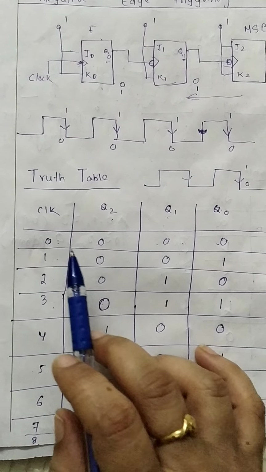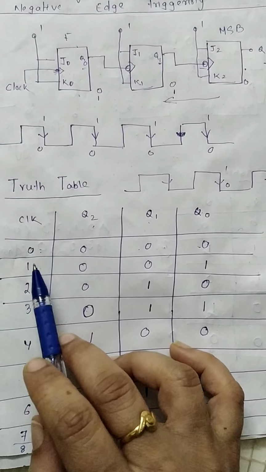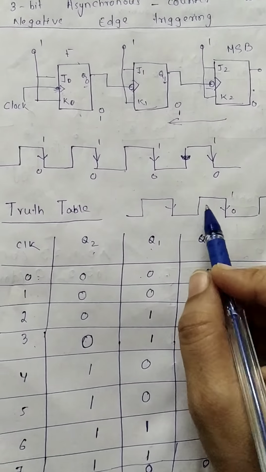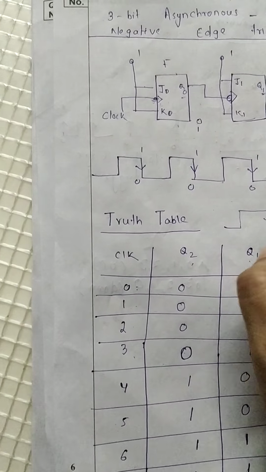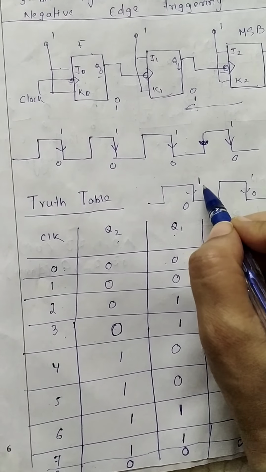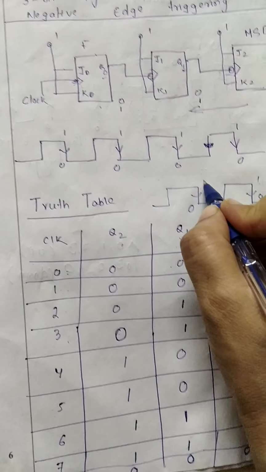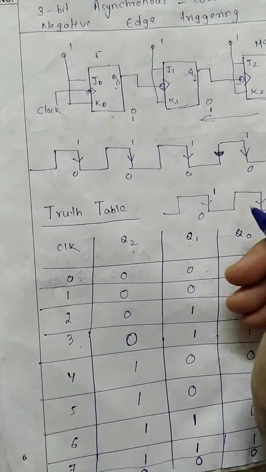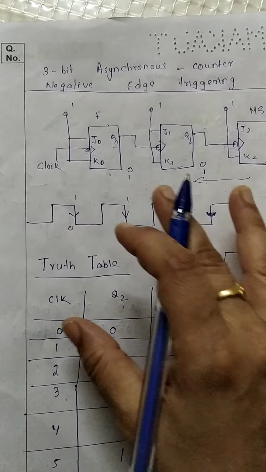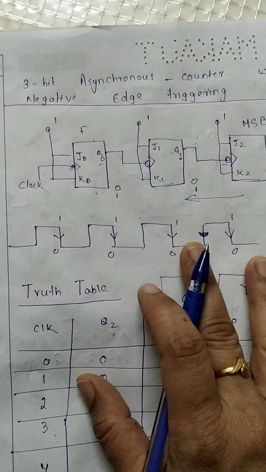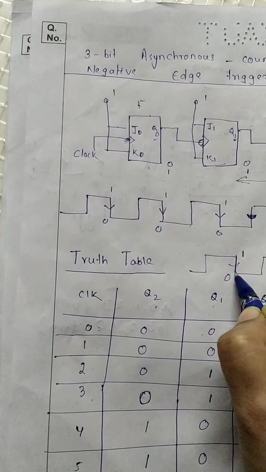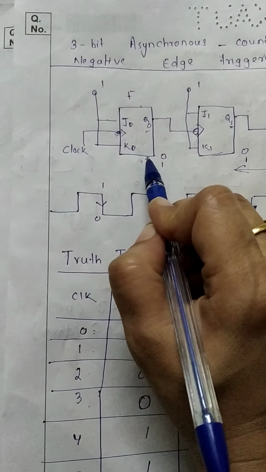Now when I am giving the first clock pulse, what should happen? I should have a negative edge triggering. Negative edge triggering means what? Negative edge triggering means I should go from 1 to 0. Then only my flip-flop will toggle and there will be a transition in the states. So I am giving a negative edge triggering to the first one.